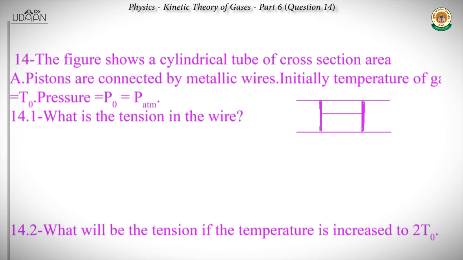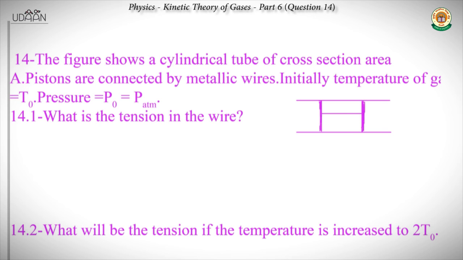Now in question number 14, you're shown a figure which shows a cylindrical tube of cross-section area A. The pistons are connected by metallic wires. Initially, the temperature of the gas is T0. Pressure is P0, which is the atmospheric pressure, PATM. The first part of the question is, what is the tension in the wire? And Prasoon will explain us how.